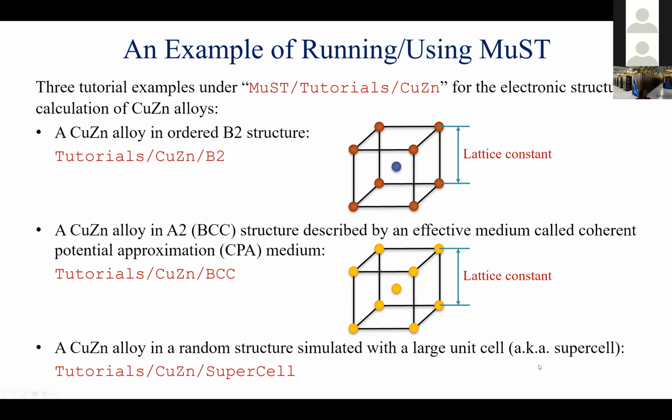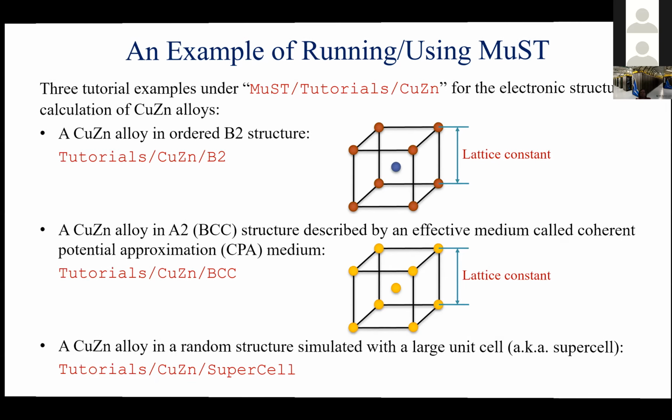In that large unit cell, the atoms are randomly distributed. So this is basically what the structure is trying to do. All right, so we have three different examples that we use to run the calculation. Now let's use a particular calculation as an example.